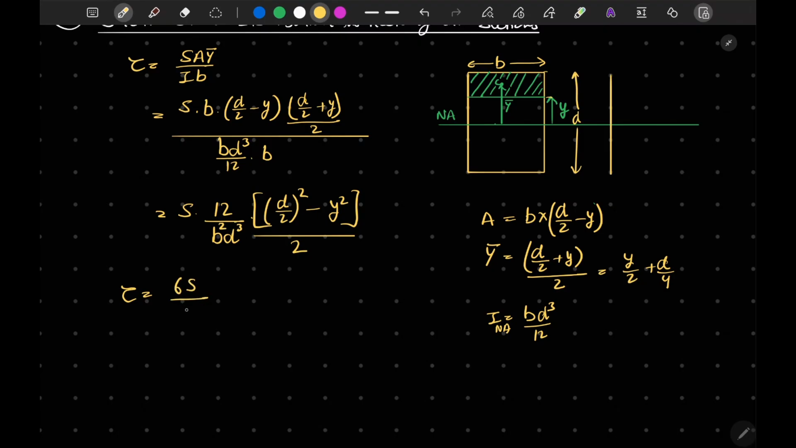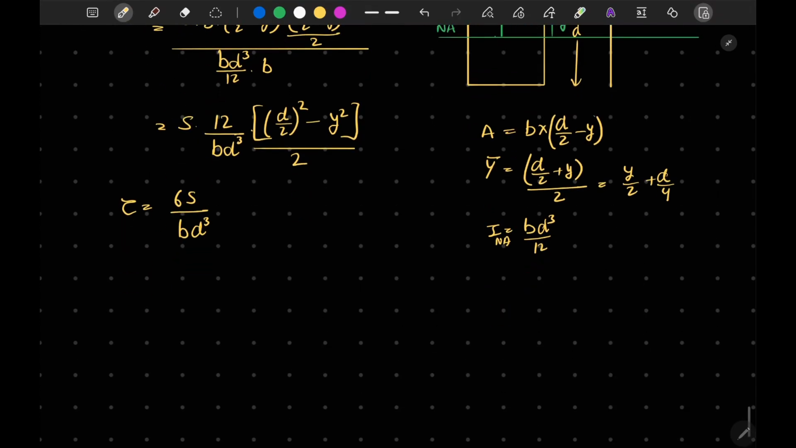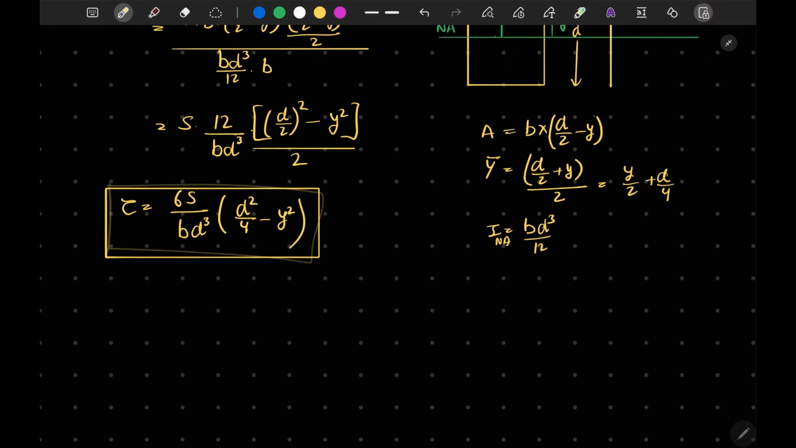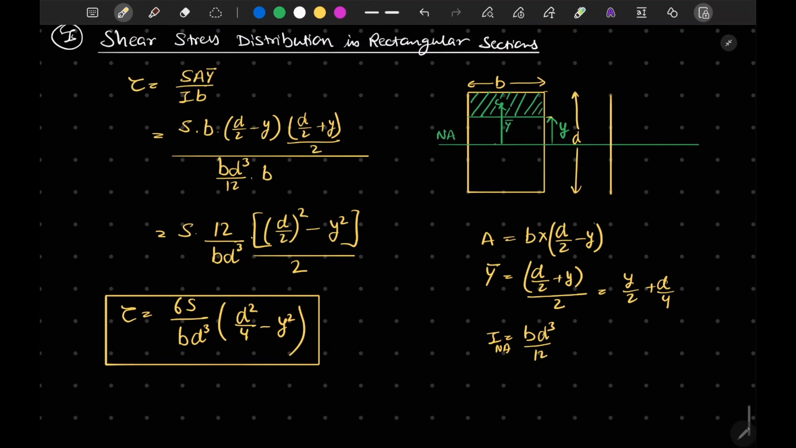Now this term can be written as tau is equal to 6S upon B D cube. Here it should be only B, because we have substituted this B with this B. So 6S upon B D cube times d square by 4 minus y square. So this is our distribution of stress on the rectangular cross section.